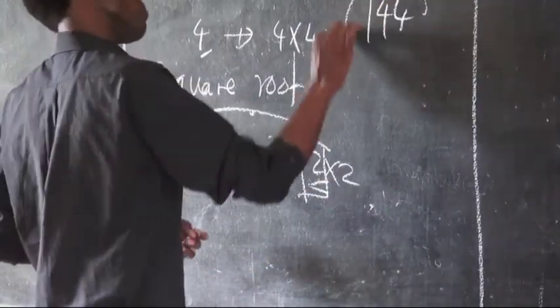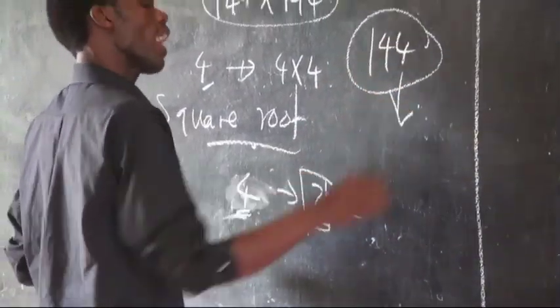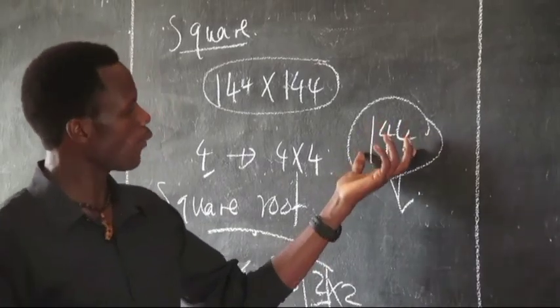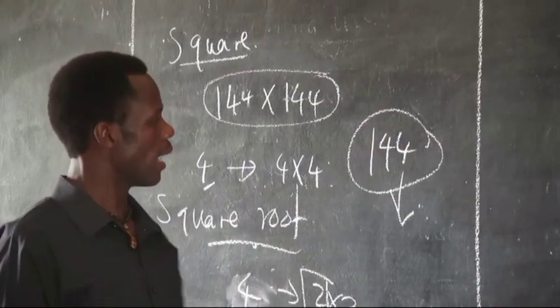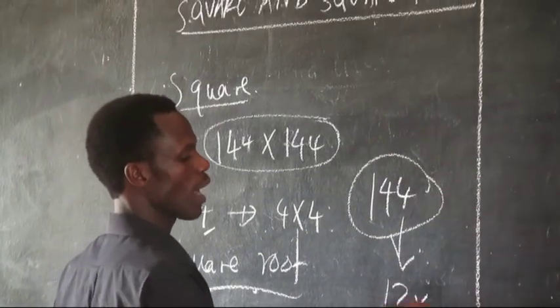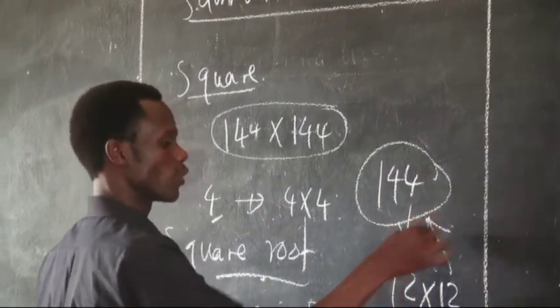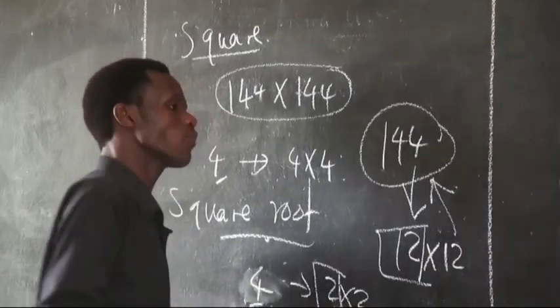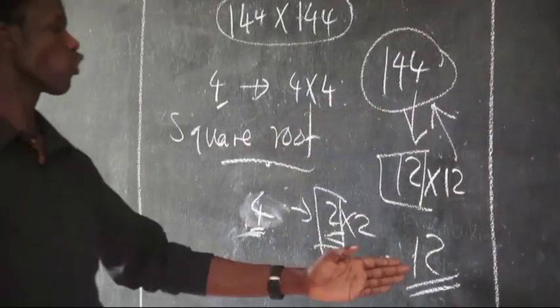For example, you're talking about 144. The square root of this number is to find out the number that has been used to find out the square. This is the square. Now, we just want to find the square root of this number. The number which has been used to find out the square is 12. 12 times 12 is equal to 144. Writing 12, that is called the square root. So the square root of 144 is equal to 12.